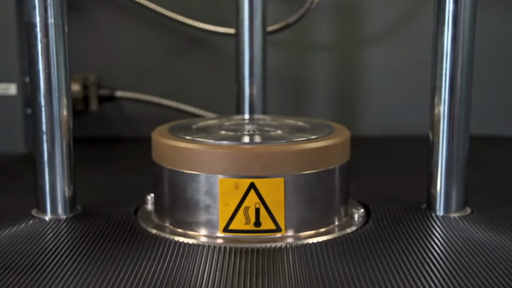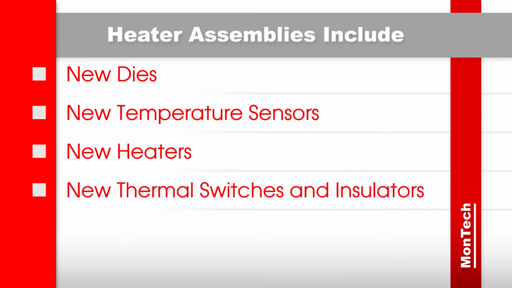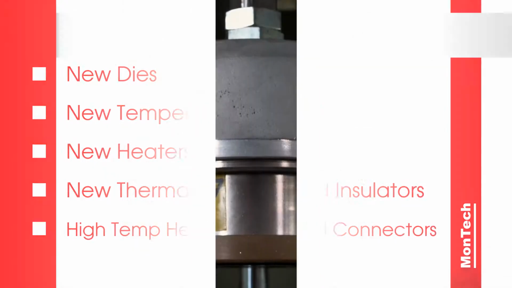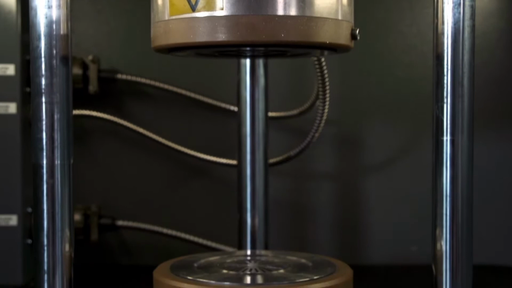Next, we install new heater assemblies in both the upper and lower platens. This includes new dies, temperature sensors, heaters, thermal switches, insulators, high-temp heater wiring, and connectors. New seal plates and seals are then installed in the outer platen assemblies.